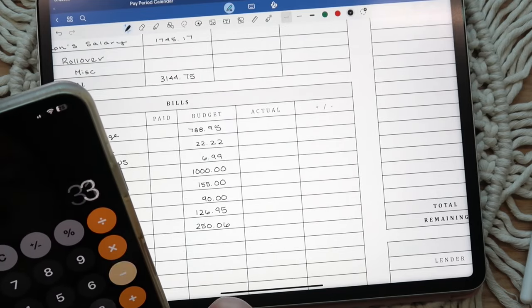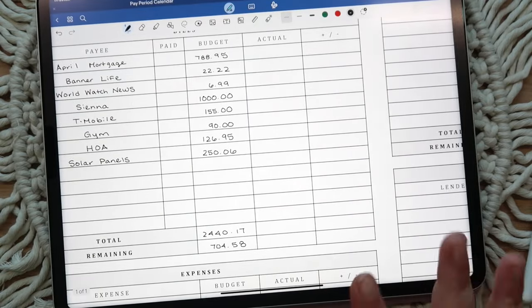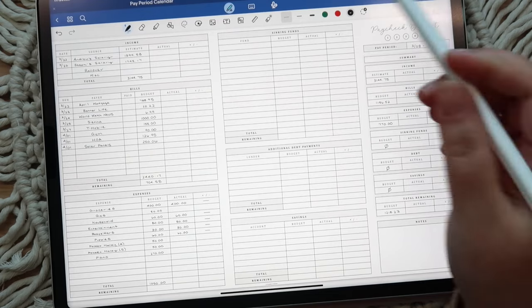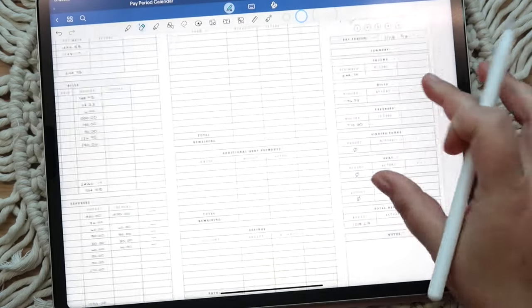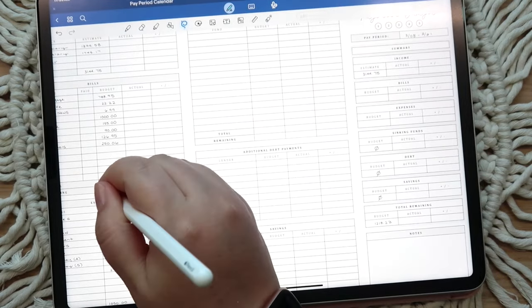$699, $1,000, $155, $90, $126.95, $250.06. Yeah. And then minus $314.75. So yeah, I'll figure that out though. And then we'll see what that ends up being.